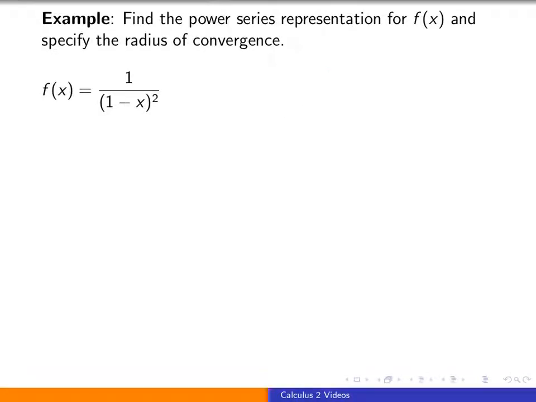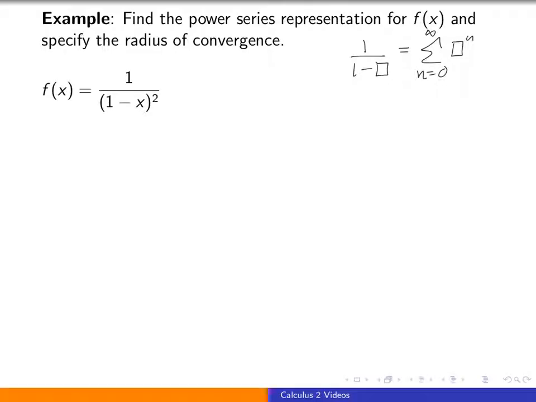Let's begin investigating a similar example. For the given function, let's see if we can come up with a power series representation and specify the radius of convergence. So recall the basic idea is we somehow want to compare with 1 over 1 minus something. As a power series, this would be the sum from n equals 0 to infinity of that something to the n, and it converges when that something has absolute value smaller than 1.